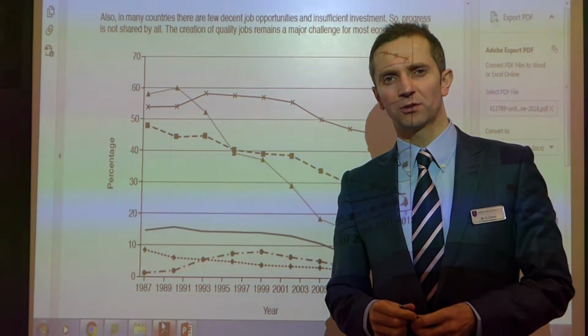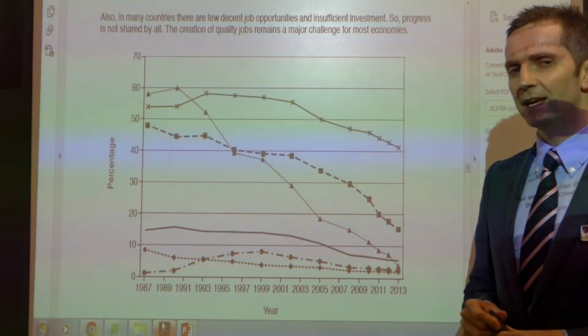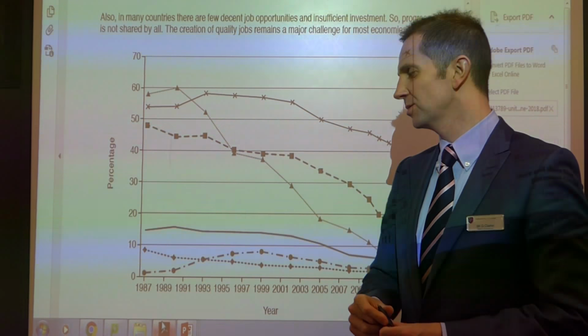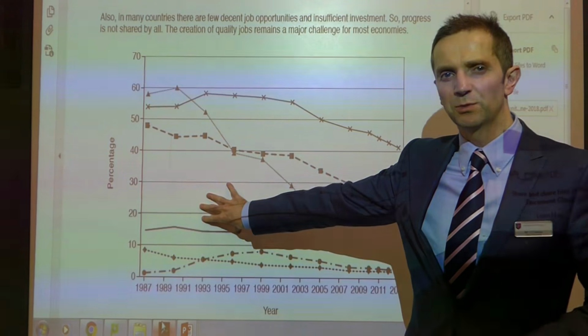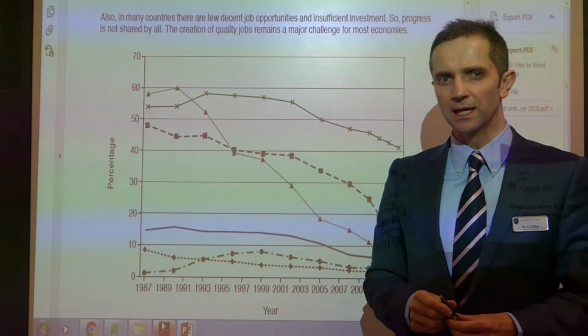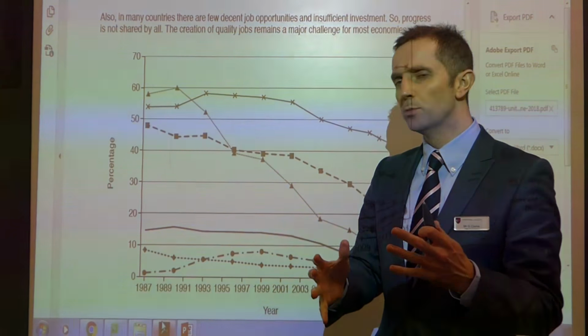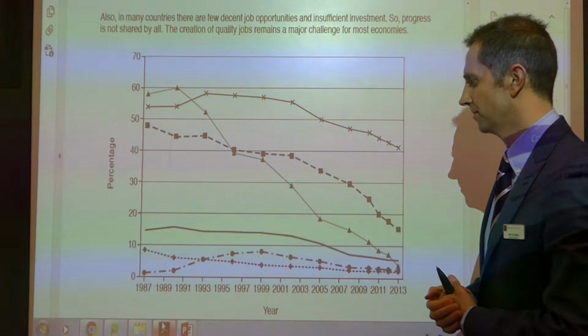Good afternoon, subscribers. So here we are once again on the GCSE stimulus material, and today I want to talk to you about this, which is figure 7, I believe, with regard to global poverty and development.